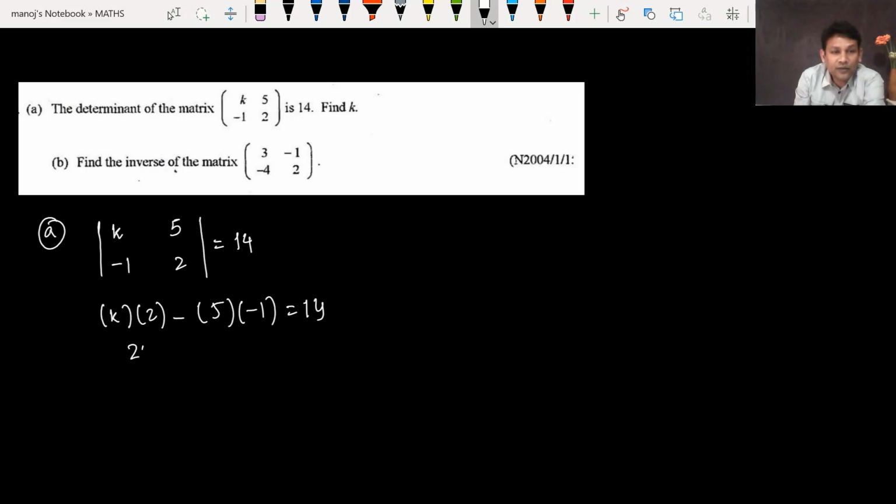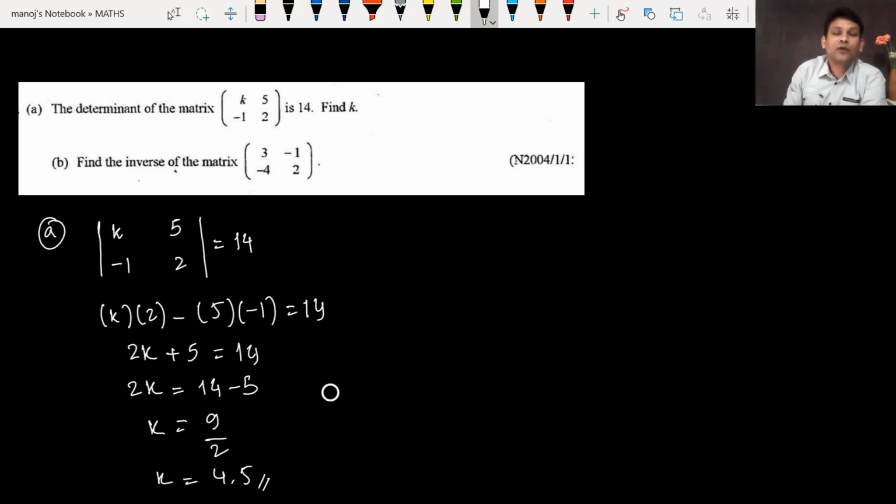So it's coming 2k minus minus is plus 5 is equal to 14. 2k is equal to 14 minus 5, that's coming 9. Then 9 upon 2 is coming 4.5, you can write, okay? Or you can write the answer in whole numbers, 4 whole 1 upon 2. B is find the inverse of this and there is no problem, you can find the inverse of the b part. But I would like to write the c part here, please be careful.